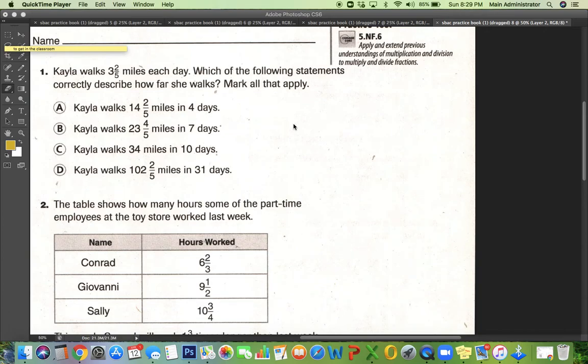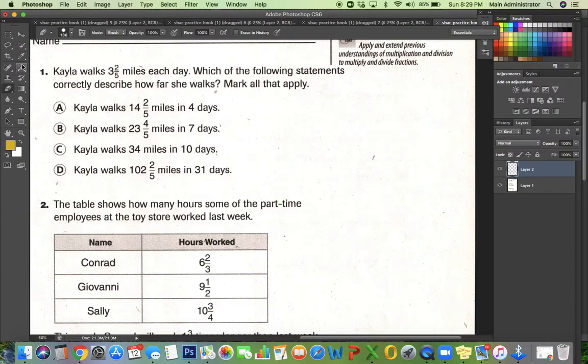SB37. Let's take a look at number 1. Kayla walks 3 2/5 miles each day. Which of the following statements correctly describes how far she walks? So let's see. If she did 4 days, let's see if it equals that. So I'm going to take 3 2/5 and multiply it by 4.